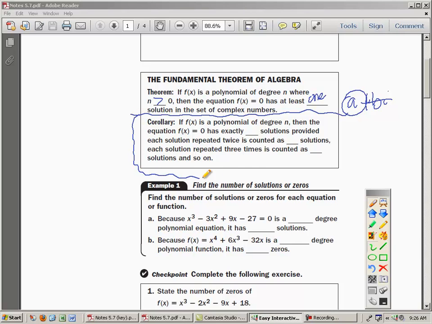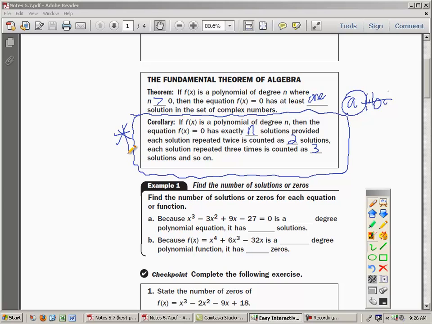The exciting part is the corollary that goes along with it. All right? It says if f of x is a polynomial of degree n, then the equation f of x equals 0 has exactly n solutions, provided each solution repeated twice is counted as 2 solutions, each solution repeated 3 times is counted as 3, and so on and so forth. Now, this is a fantastically huge idea. I can't stress this enough.